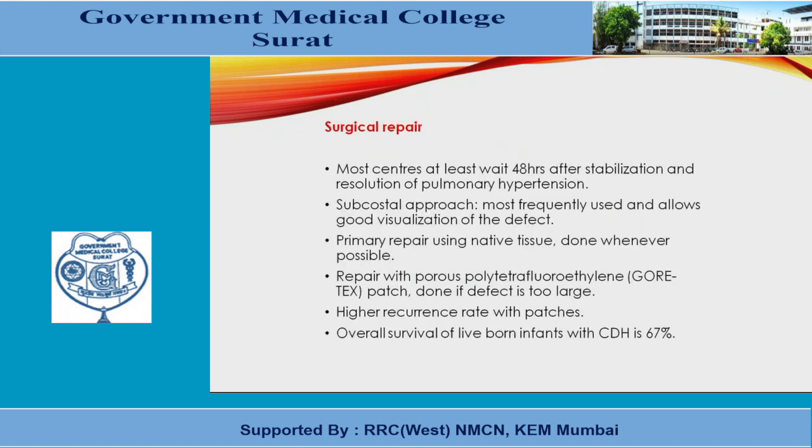Surgical repair: most centers wait at least 48 hours after stabilization and resolution of pulmonary hypertension. Surgery is done by a subcostal approach, most frequently used, which allows good visualization of the defect. In primary repair, if the defect is small, the organs are pushed down into the intra-abdominal cavity and a suture is taken in the small hole.